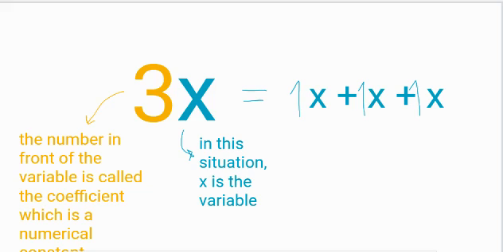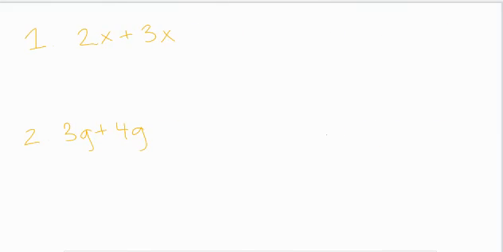We know that 1 plus 1 plus 1 is 3, which is how we get x plus x plus x equals 3x. All we did here was add the coefficient and put it in front of the variable. So now we're going to work on some practice problems using these ideas.